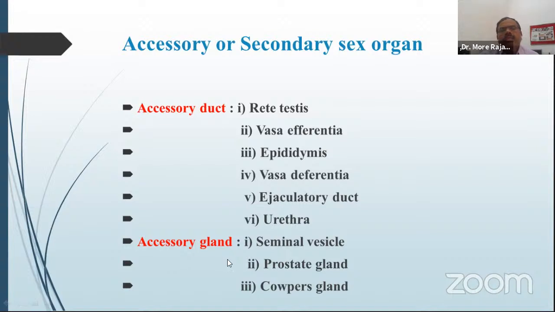And the accessory glands, there are three glands. The first one is the seminal vesicle, the second one is the prostate gland, and the third one is the Cowper's gland.